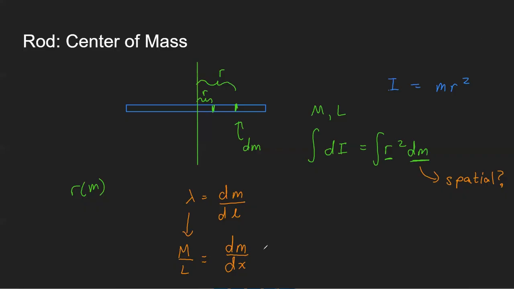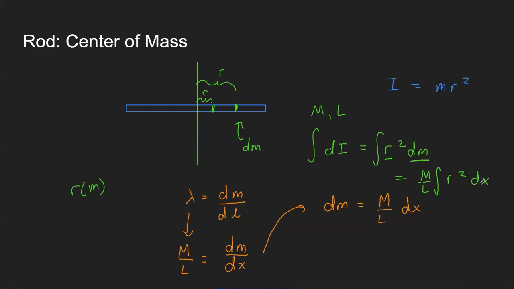So what have we accomplished? What I can now do is rewrite my dm in terms of a spatial variable. dm is equal to m over L dx. Now let's see what that actually accomplishes for us. We can rewrite our integral. Our integral is now equal to the integral of m over L, which I'm pulling out as constants, r squared dx.